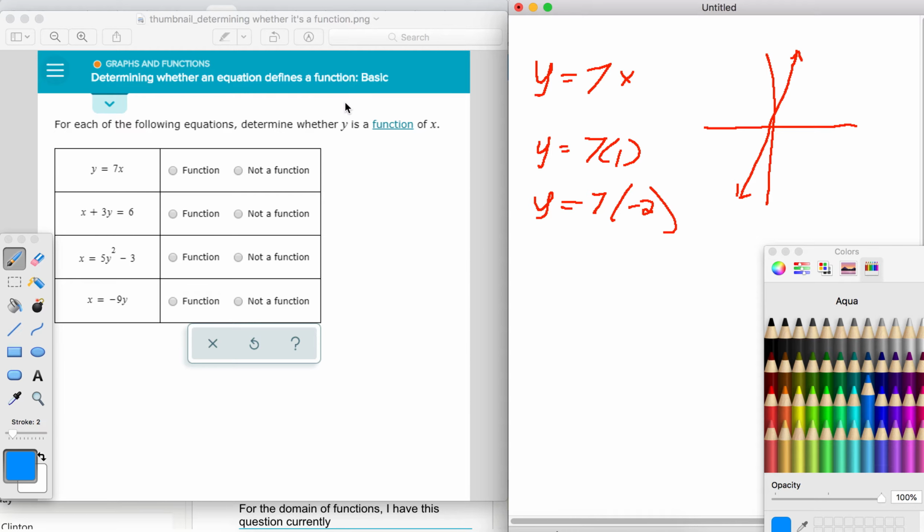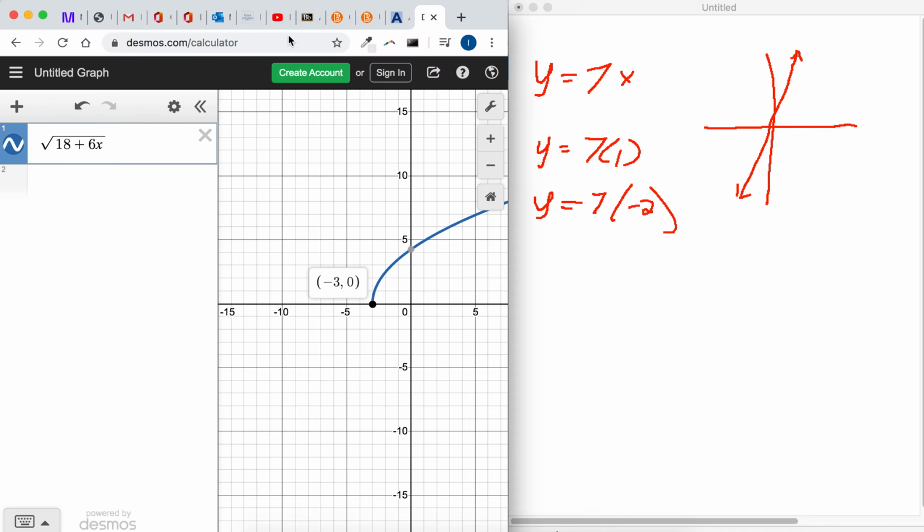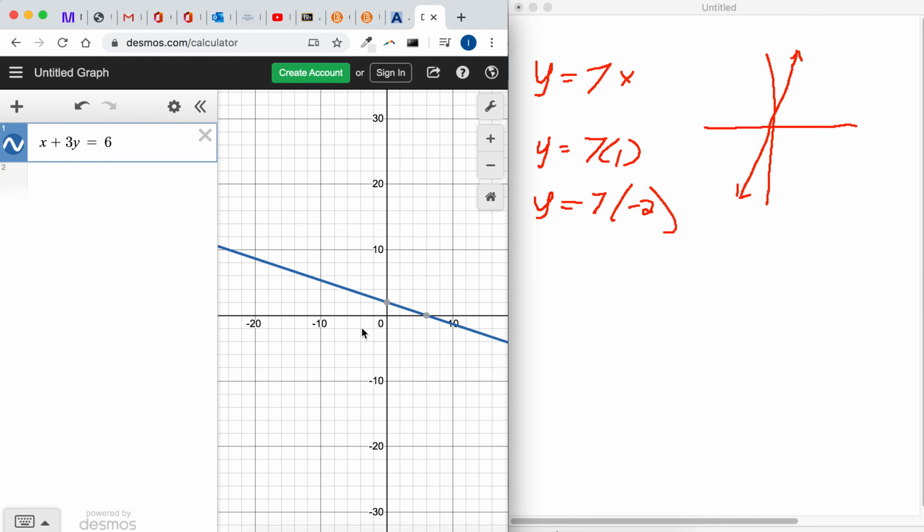Okay, so here's what you can do with this next one. X plus 3y equals 6. Let's go to desmos.com. And if you graph the function in Desmos, it only crosses one place, okay, with the vertical line test.